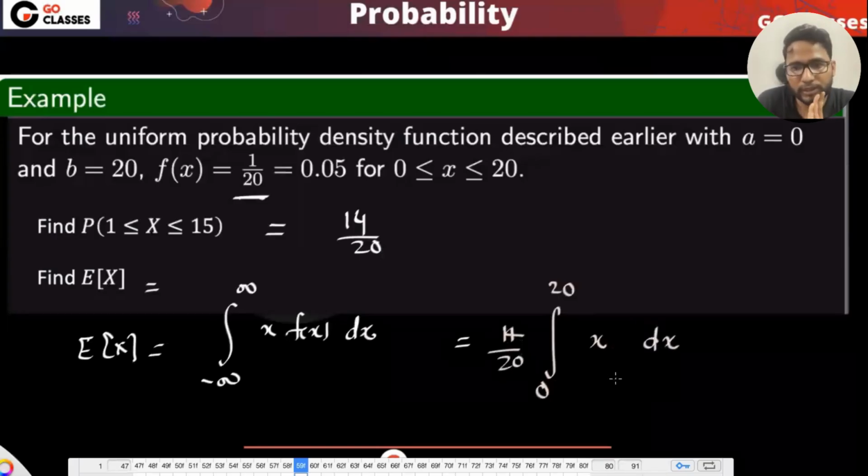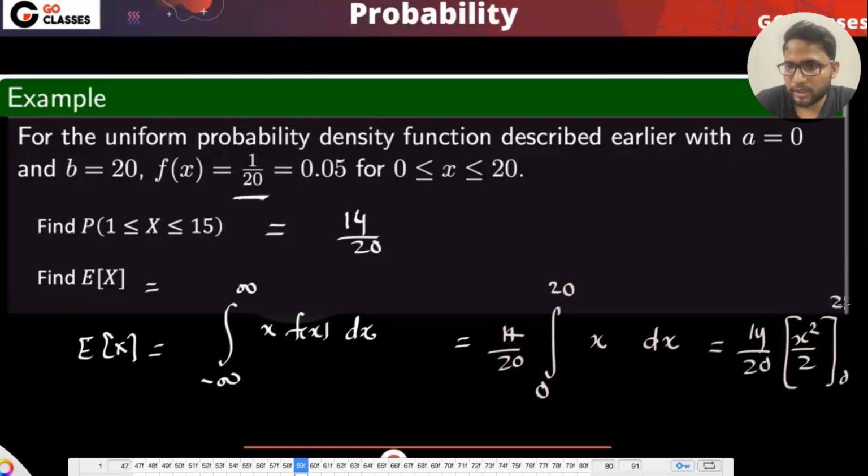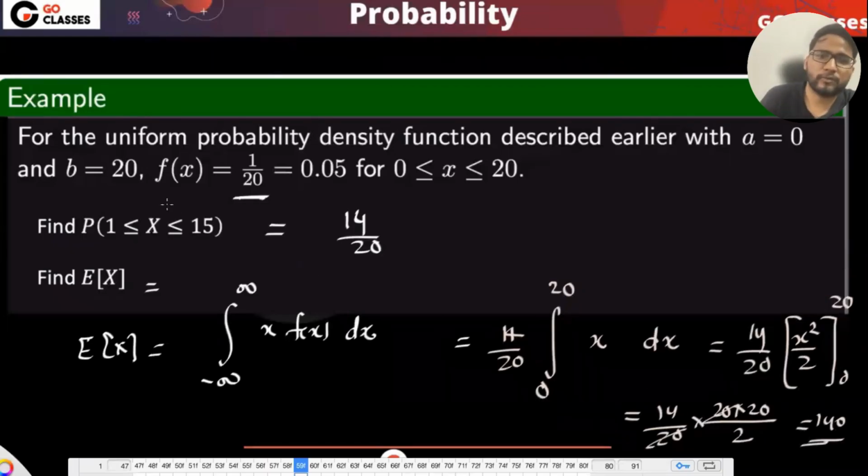If you calculate, the integral of x is x square by 2. So this is 14 by 20 into x square by 2, from 0 to 20. So it will be 14 by 20 into 20 square by 2, which is 140. So the expectation is coming out to be 140.